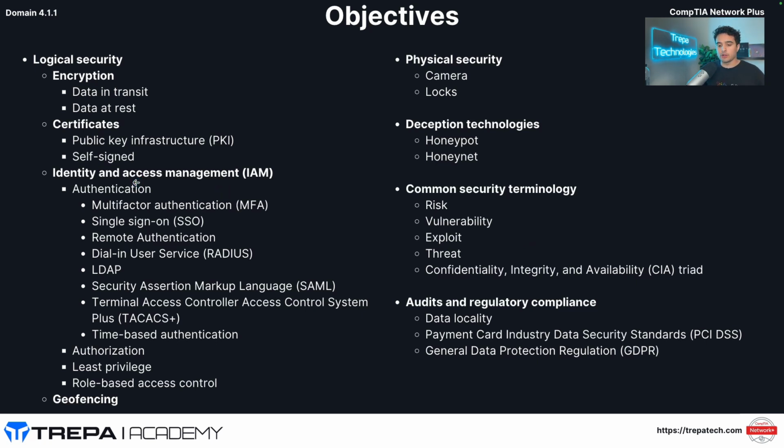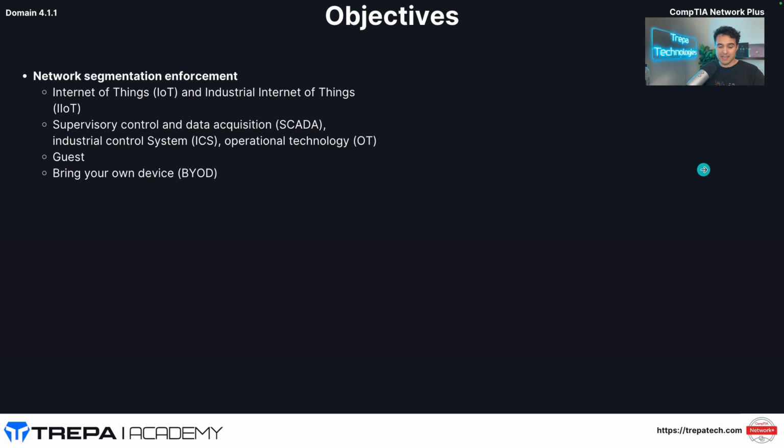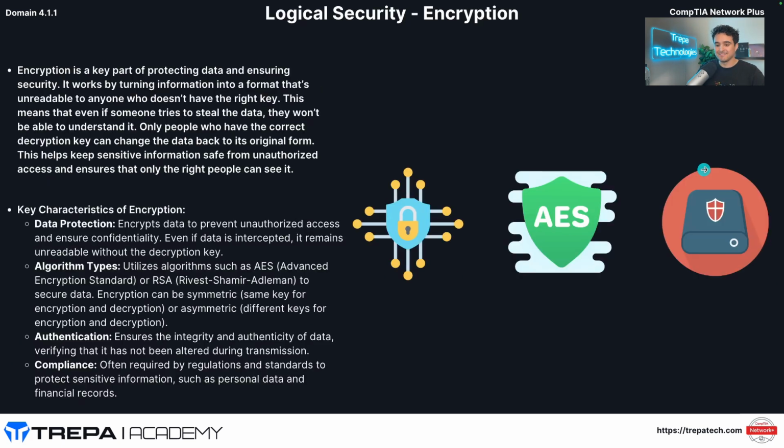We're just going to go over encryption, certificates, IAM, and all the different AAA protocols, which we're going to get into, but authentication, authorization, that we have to know about. Really authentication protocols, you can see it there on the screen. And then lastly, we'll talk about geofencing. In our next video, we'll go over the objectives on the right and this objective as well.